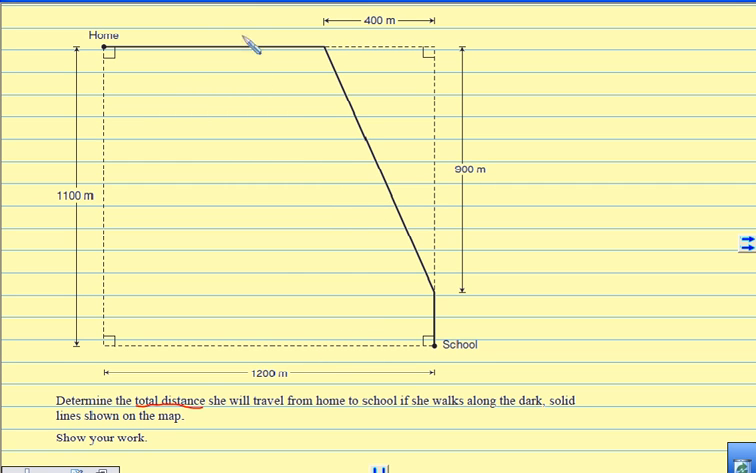Well, the total distance will just be the addition of this, this, and this. We want to find this length, this length, and this length. Oh, that was a little stretched out. Okay, well, how could we possibly find this red length here?